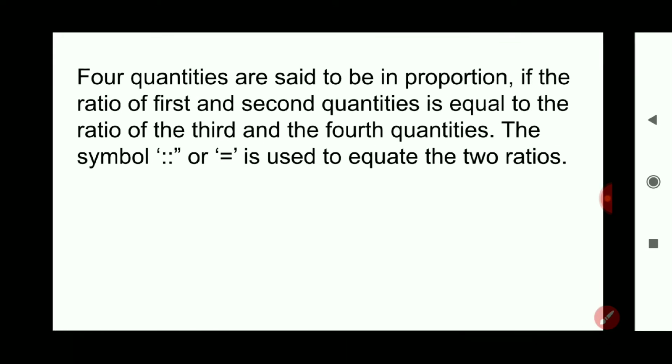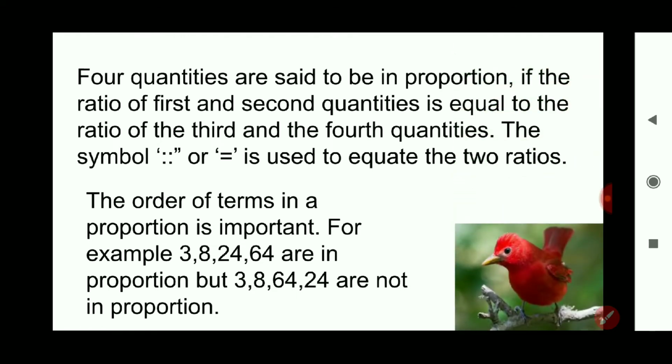Four quantities are said to be in proportion if the ratio of first and second quantities is equal to the ratio of third and fourth quantities. The symbol "as is to" or "is equal to" is used to equate two ratios. The order of terms in a proportion is very important. For example, 3, 8, 24, 64 are in proportion, but 3, 8, 64, 24 are not in proportion. Order is very important.